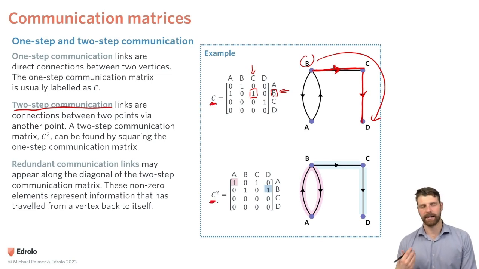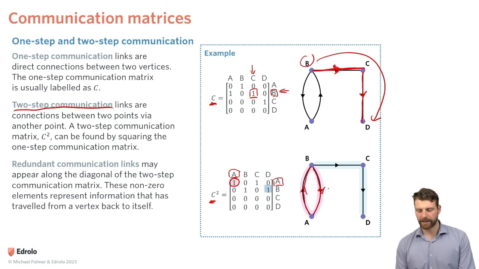So here, C squared, this tells me the two-step communications. I've tried to highlight them in the matrix here. So we've got a 1 here from A to A. That's from this pink loop here, going from A to B and then back from B to A. This one is actually a redundant communication link because it's like you tell a secret to someone and they immediately tell it back to you, and you go, oh, "Yeah, I just told you that," right? Everyone has had that conversation before, like when someone tells you a joke that you told them. So that is represented here. That's a redundant communication link because the information didn't really travel somewhere new, right?